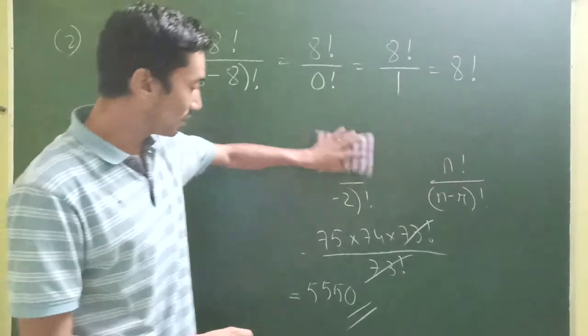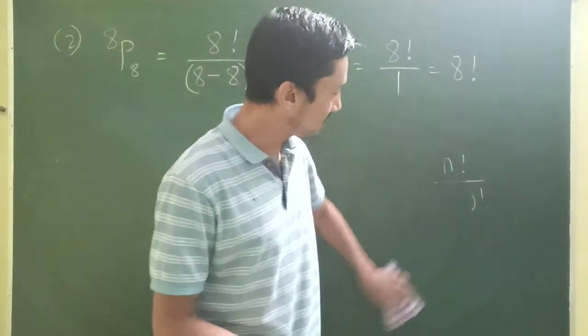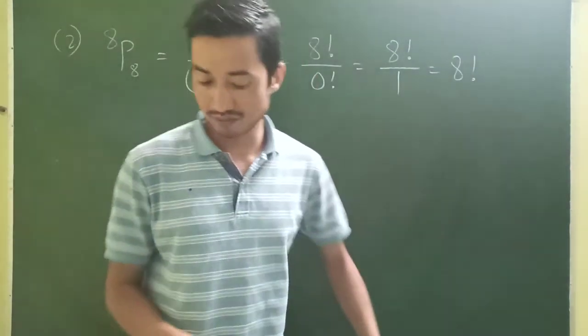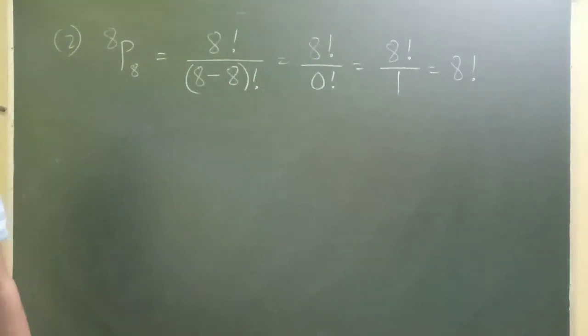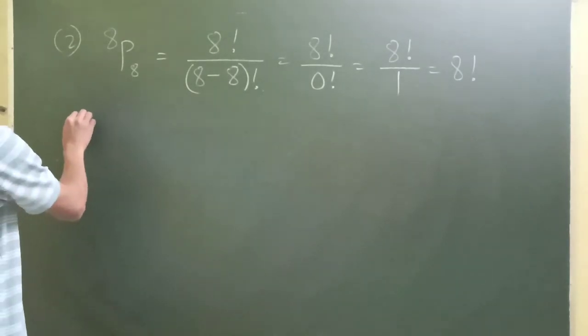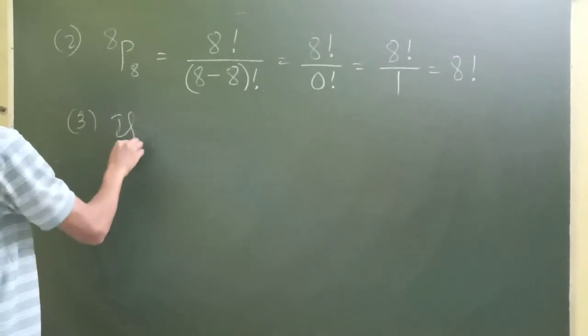And why is 0 factorial 1? I'll provide you the link. You can check a very interesting video on why 0 factorial is 1. Okay? Alright, now let's solve another question, that is another example.